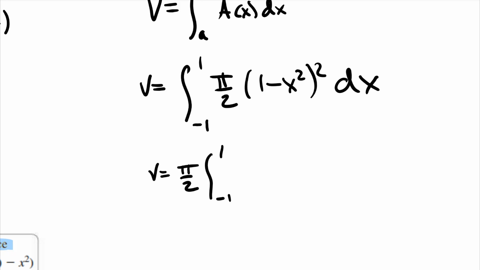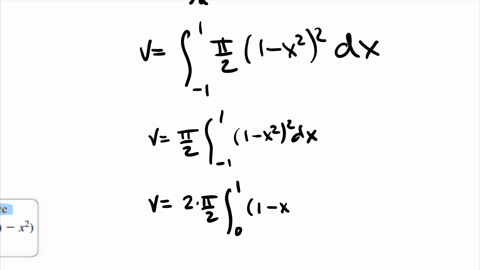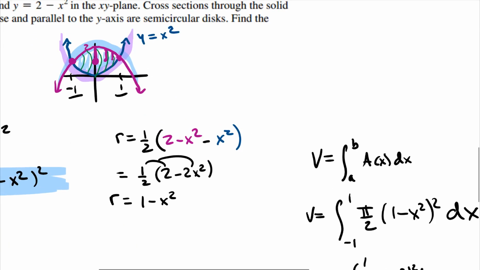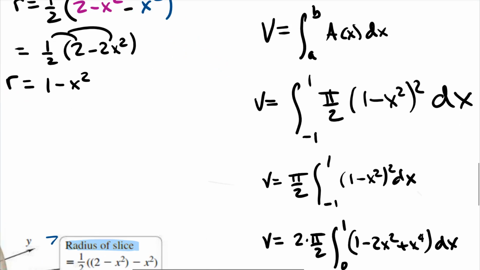I could cheat here. That's an even function. 1 minus x squared, that's even. I could just multiply this thing by 2, and I think I'm going to do that. I don't want to plug in ones. I like zeros better. So since this is an even function, I'm going to pull a 2 out and call it 2 times pi over 2 and just go from 0 to 1 of (1 minus x squared) squared. Let's just write it in: 1 minus 2x squared plus x to the 4th. That's even. It does the same thing on both sides of the y-axis. Okay, going back, sorry, getting all excited.